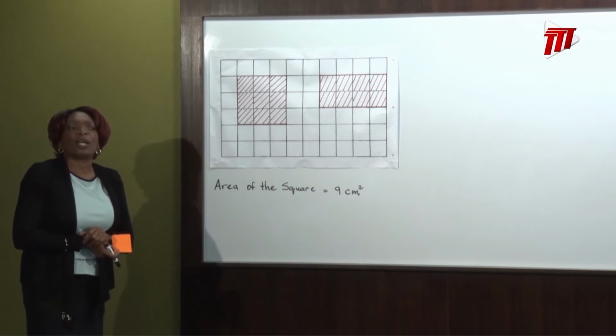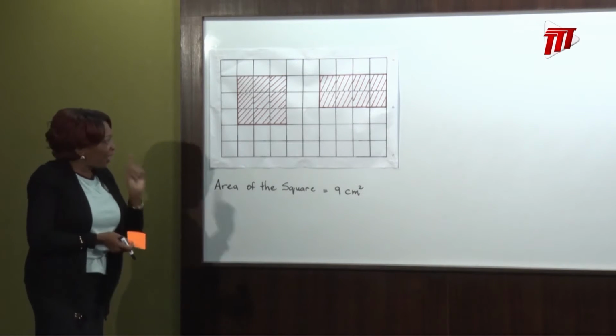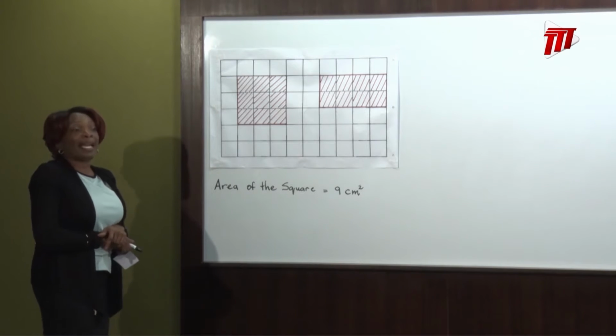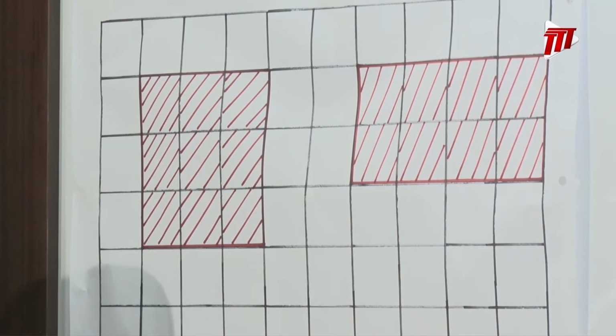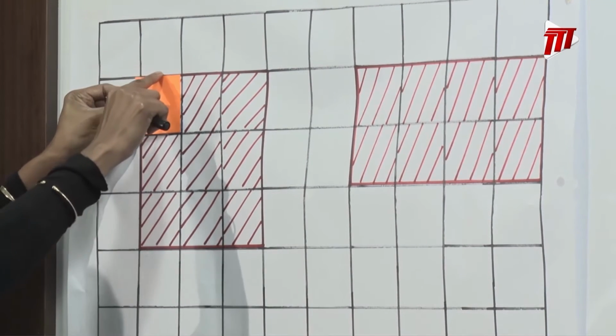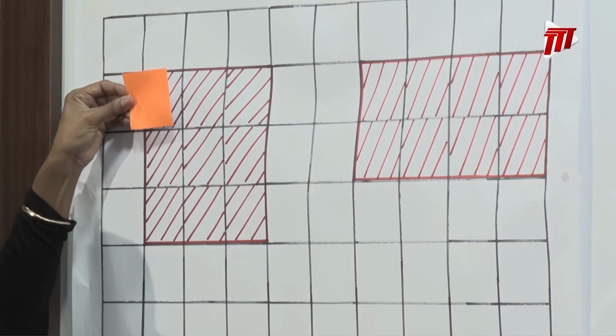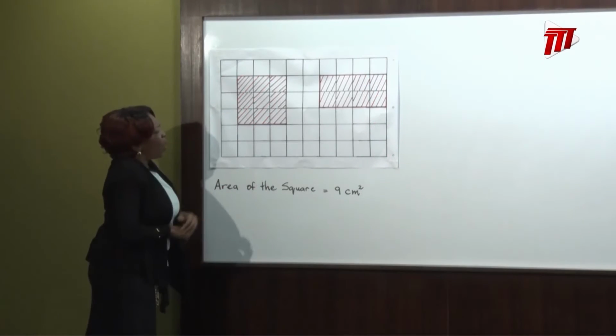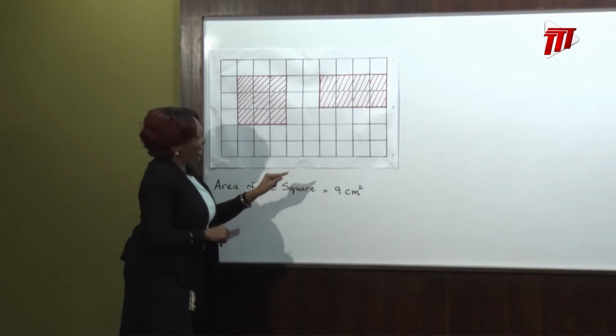Could we find area another way? The area of the square, that is. Let's look and see. Remember, I told you that each grid represents 1 centimeter squared, which means that the top of each one here would represent 1 centimeter. Are you seeing that, children? All right. How can we get 9 centimeters squared?